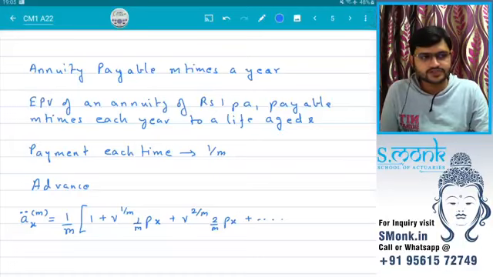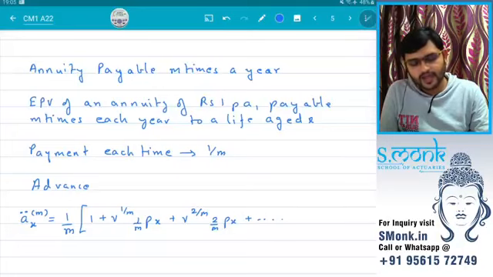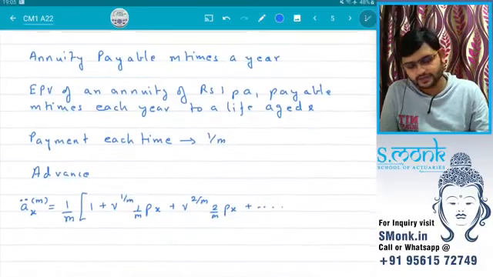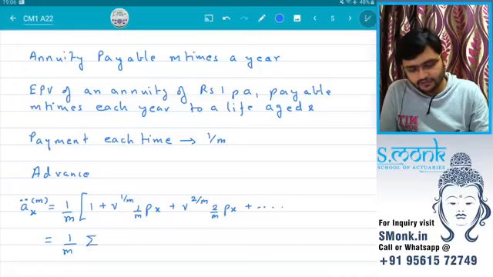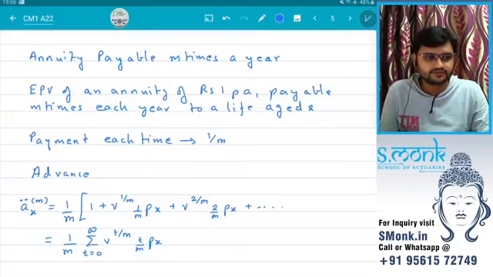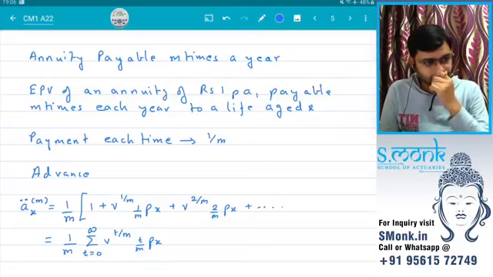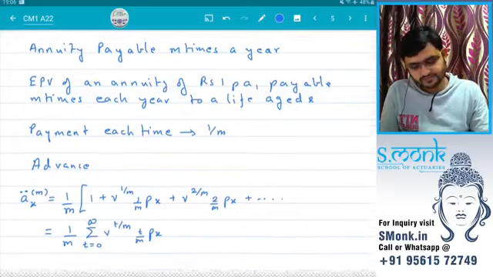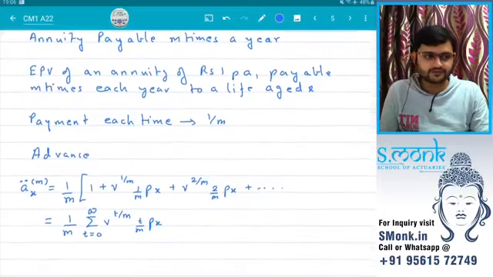So we'll say the time of the payment and the person who is alive at that time, that is the payment that would be given. Right. So basically I can say this is 1/m times the summation of t going from 0 to infinity of v^(t/m) t/m p_x. This is how we will be writing our formula.